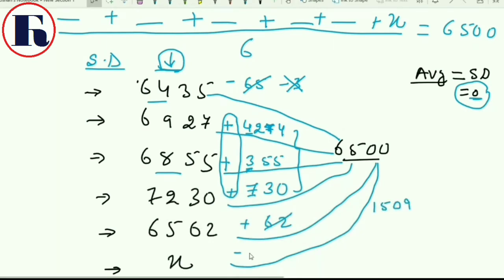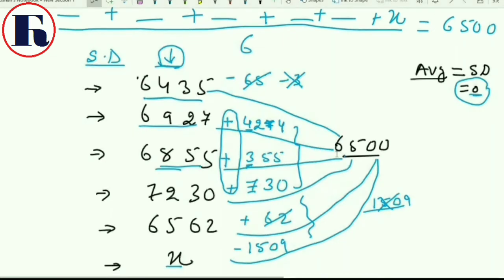If I'm not wrong, we need a number equivalent to 1509, which can cancel out everything else from here, so that its standard deviation is 0. If you look at this very carefully, 65 minus this was this number. 6500 plus some number was this number. Or 6500 plus 355 was this number. So the number I've written here, x, will be nothing but 6500 minus 1509.